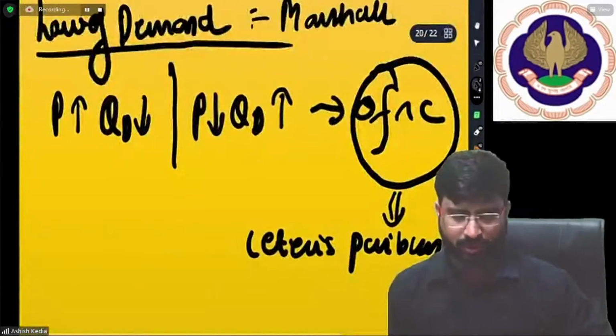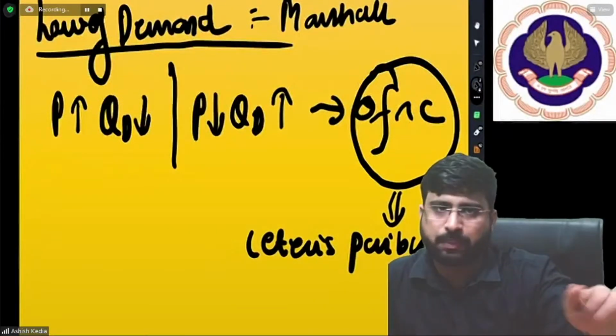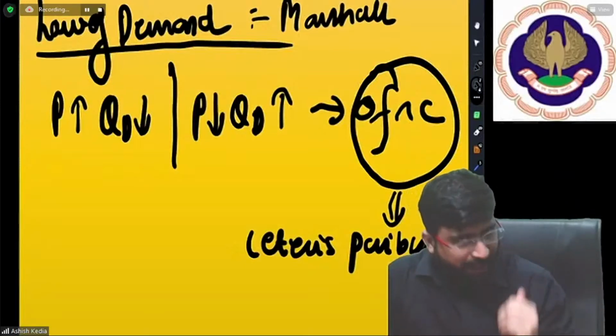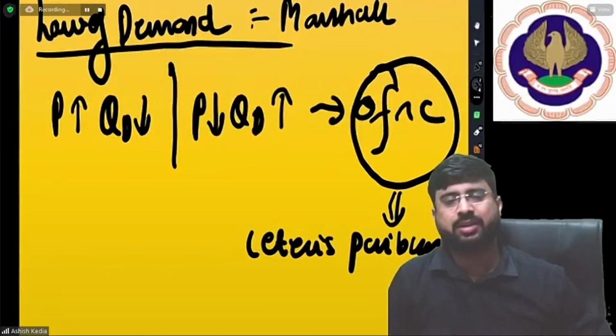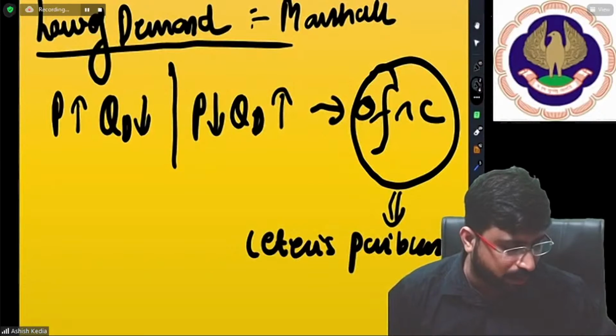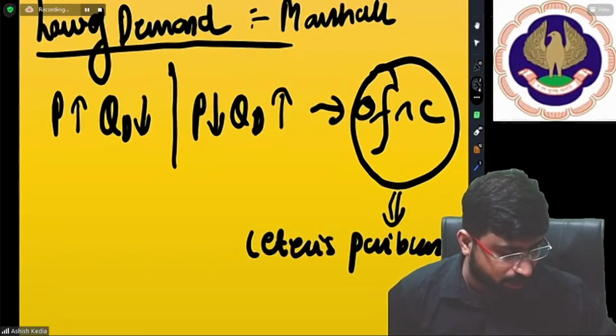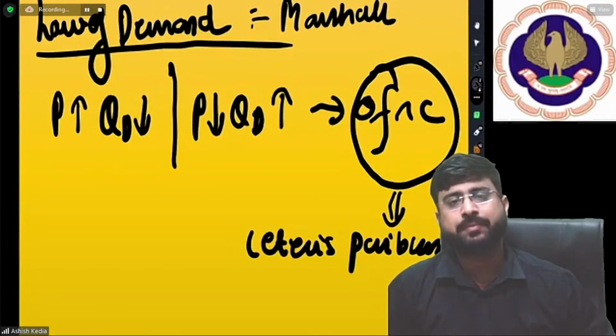Moving on. What is the law of demand? The law of demand tells us that if the price of a product goes up, quantity will go down, and when price goes down, quantity will go up, other factors remaining constant. That is ceteris paribus. Finished. Oh, so sir, it's simple. Yes, indeed, it is very simple. That's what I was telling you all.